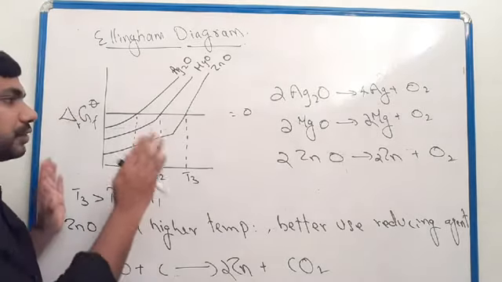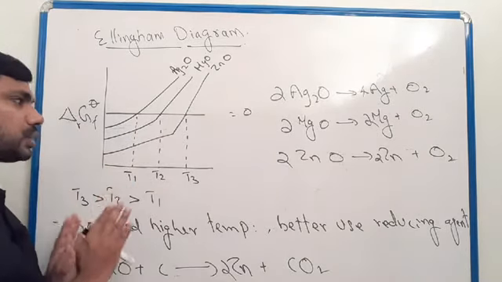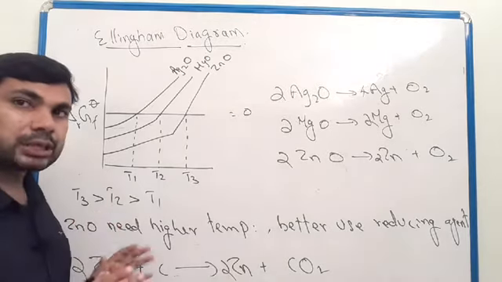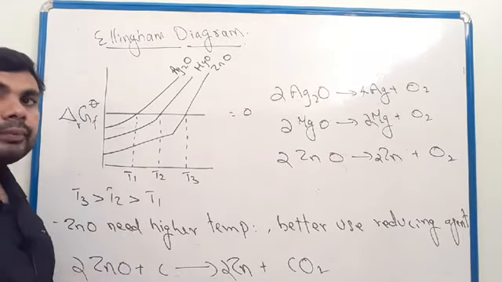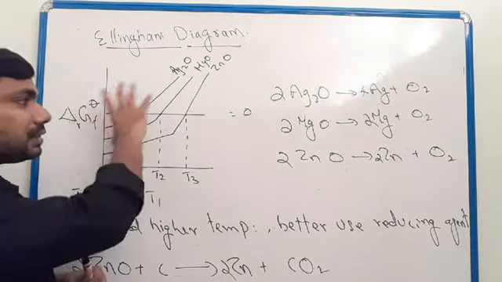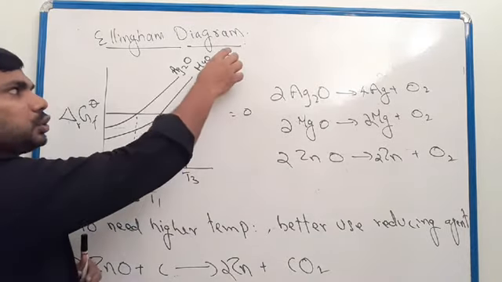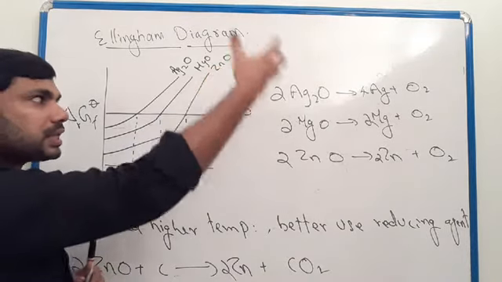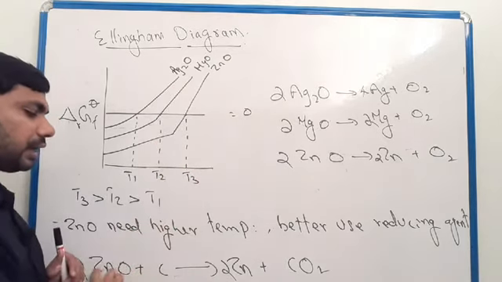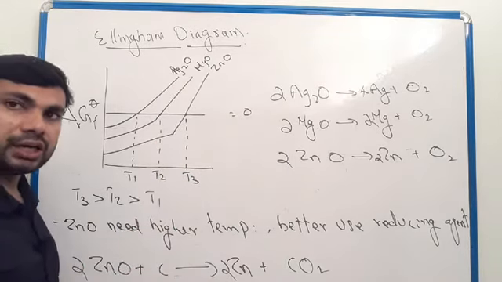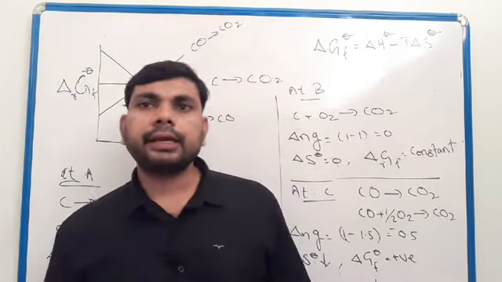Clear? So this type of diagram helps us to predict, to choose temperature or reducing agent. So using this graph, to convert zinc oxide to zinc, not using temperature, better use a reducing agent. Clear?